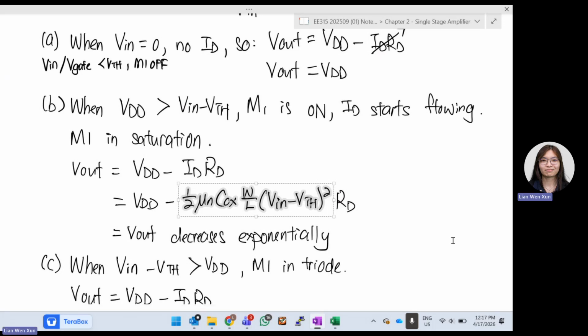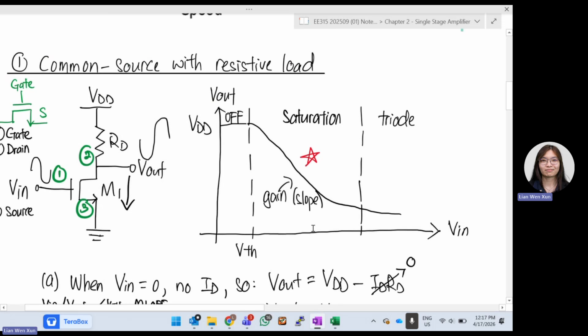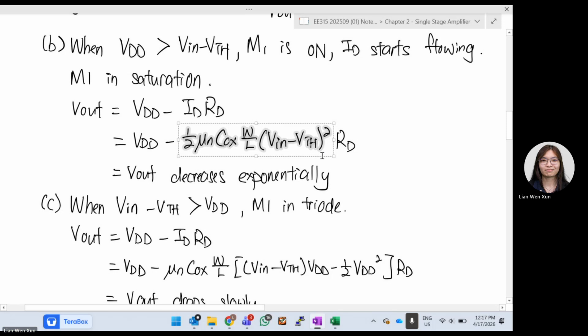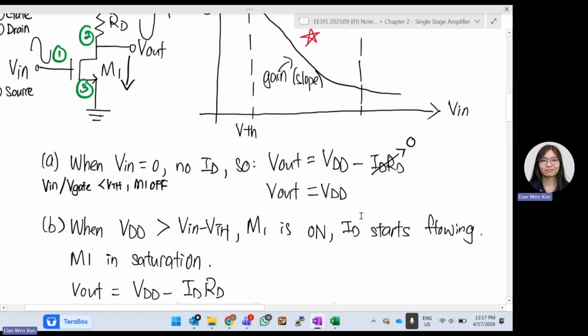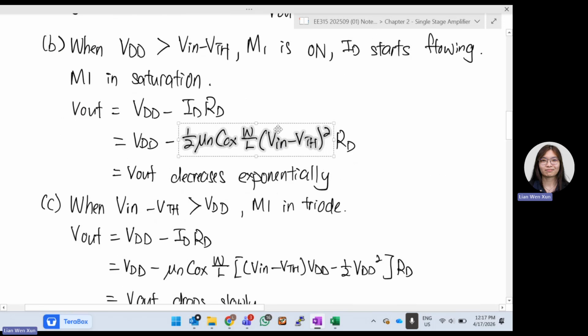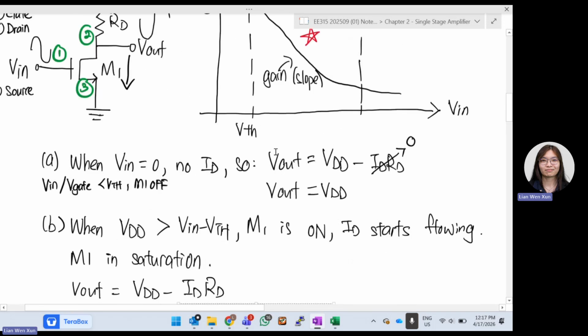So what will you observe? We think that my V out might decrease exponentially, right? Because of the square over here. As V in increases, due to this square, my V out will decrease something like this. When this V in keeps on getting larger and larger, you realize that VDD minus something larger becomes smaller and smaller. So V out decreases.